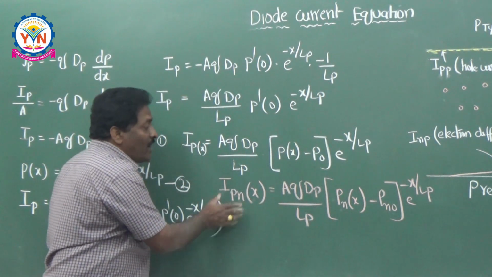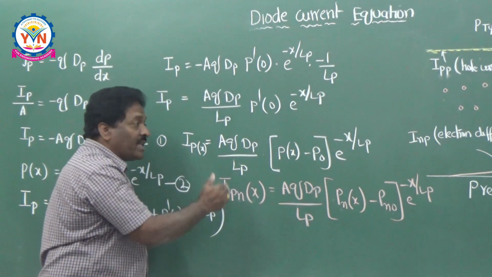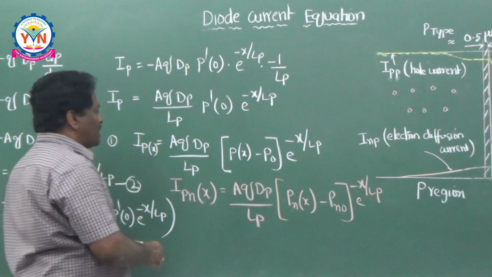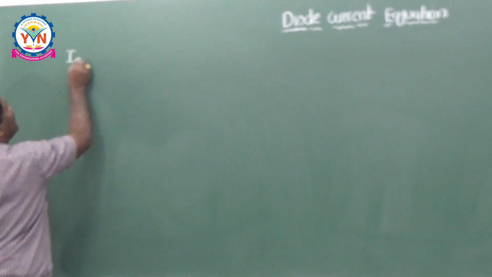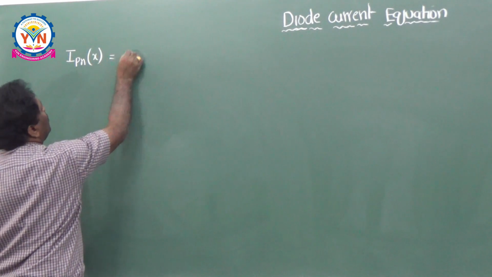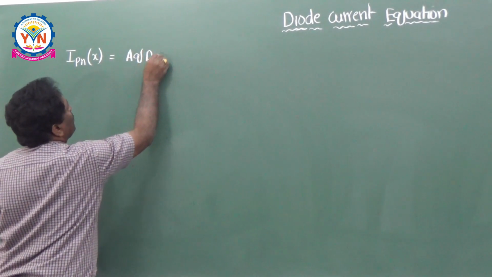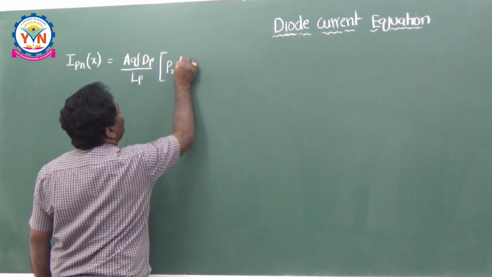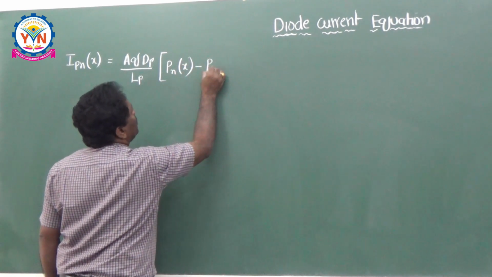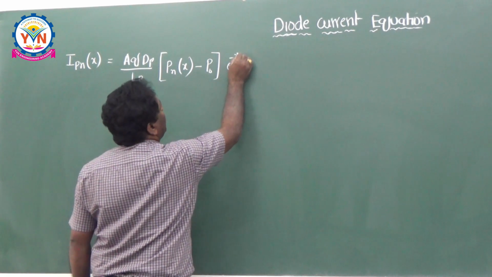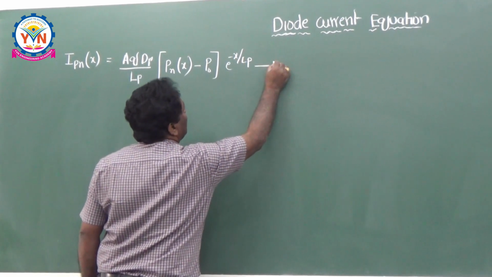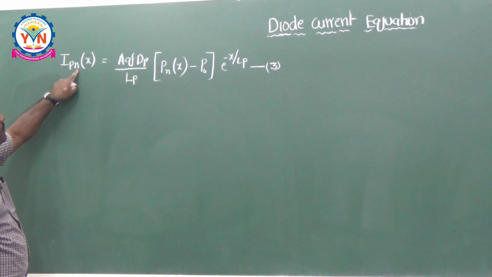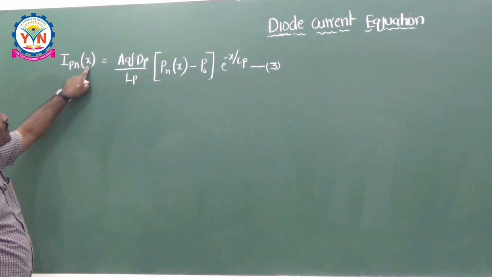But now I would like to change this equation to the edge of the n. Edge of the n means at x is equal to 0. So at x is equal to 0, I would like to write this expression. IPN of x is equal to AQ Dp by Lp into pn of x minus pn0 into e to the power of minus x by Lp. This is the equation we got. Let it be equation 3. So this is nothing but the diffusion current in the n-type semiconductor bar, which is varying with respect to distance x.